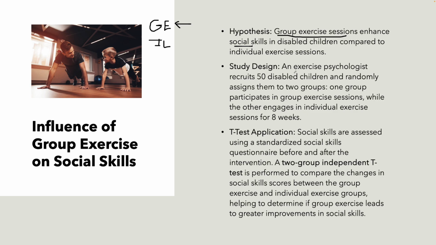So the study design, so I made up this fictitious study design. An exercise psychologist recruits 50 disabled children and randomly assigns them to two groups, right? We're doing a t-test. We're doing a two-group t-test. One group participates in group exercise, got it, check, while the other engages in individual exercise, check, for 8 weeks. Okay, so the t-test application. Social skills are assessed using a standardized social skills questionnaire. I have no idea what they're called. I just threw it in there. Before and after the intervention. A two-group independent t-test is performed to compare the changes in social skills scores between the two groups. Okay?